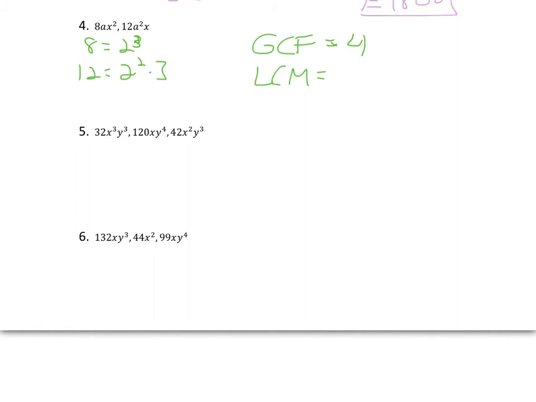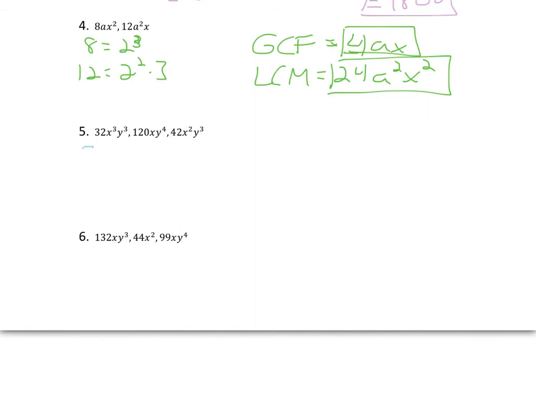Now you're going to take just the common variables. A and x both appear in both, and you take the smallest exponent for both, which is 1 for both of them, so 4ax. And for the LCM, you take both factors for the coefficients and the largest exponent, so 2 cubed times 3. 2 cubed is 8, 8 times 3 is 24. You can probably figure that one out in your head. And you take all variables that appear with the largest exponent for both of them, so 24a squared x squared.